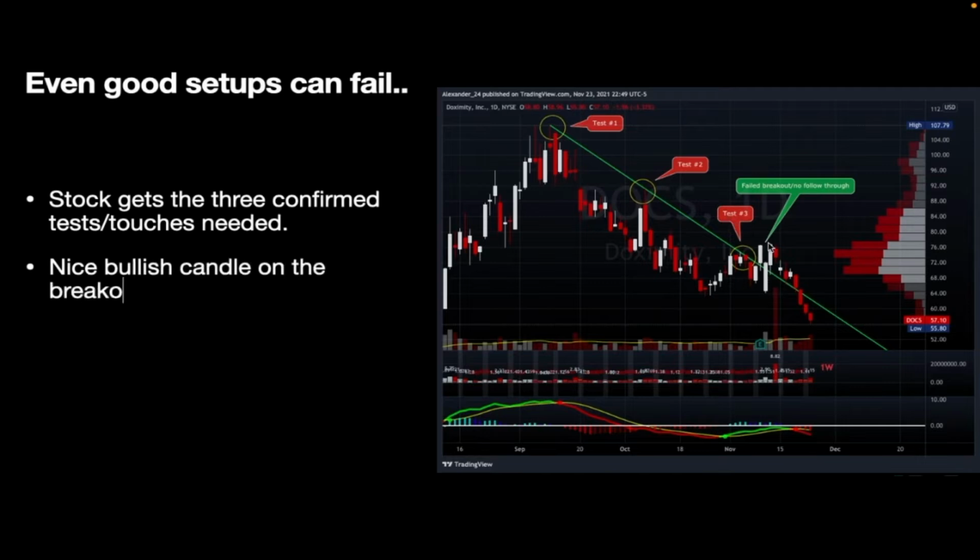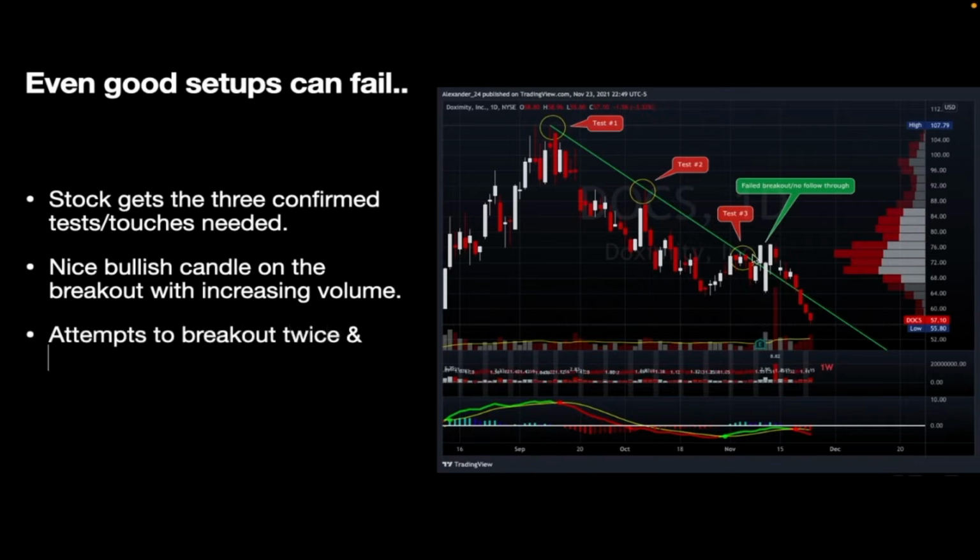We got a nice bullish candle breaking out. Right when you see that, you might rush to buy. You got a little bit of increasing volume over here. It attempts to break out twice and it attempts one back test on the line. So it broke out, came back, tried to break out again, came back, tests right here, and eventually fails.